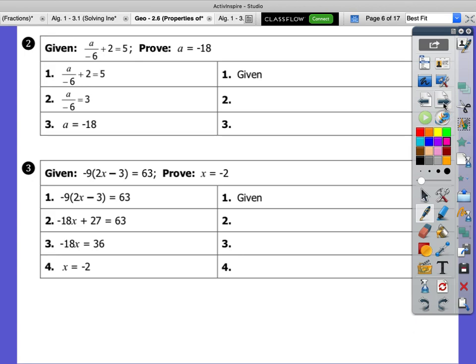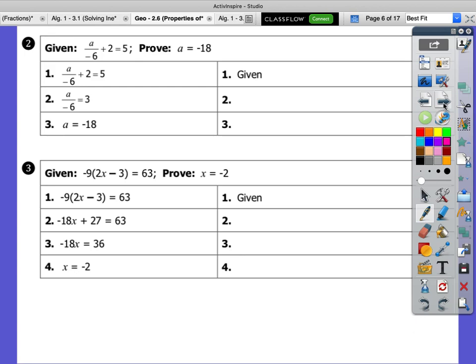Okay. So now we're given a different equation. A divided by -6 plus 2 equals 5. So that goes in our first step here. Our first statement is what we're given. And we're trying to prove A is equal to negative 18. So that's going to go at the end. In between is the step it takes to get there.